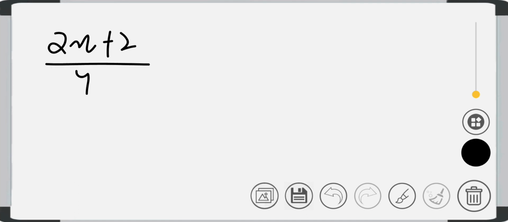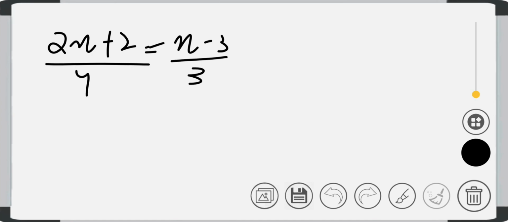Now let's go on and do the most difficult one, where most of the students are going to find problems solving it. So the question is 2x plus 2 upon 4 is equal to x minus 3 upon 3. Now what are we going to do? First of all, let me explain it. We need to cancel these.